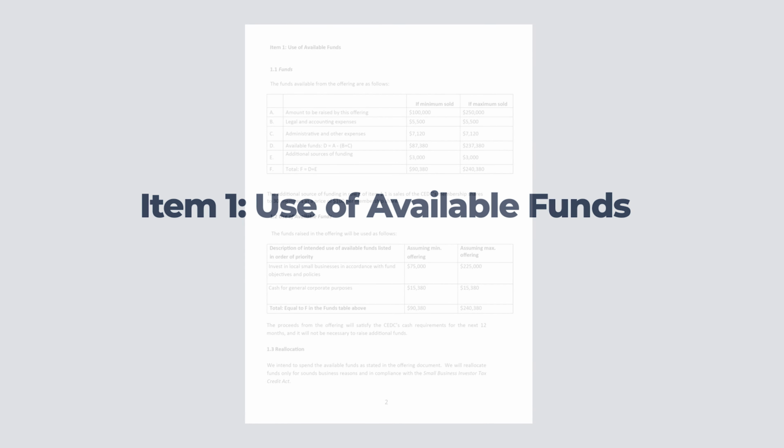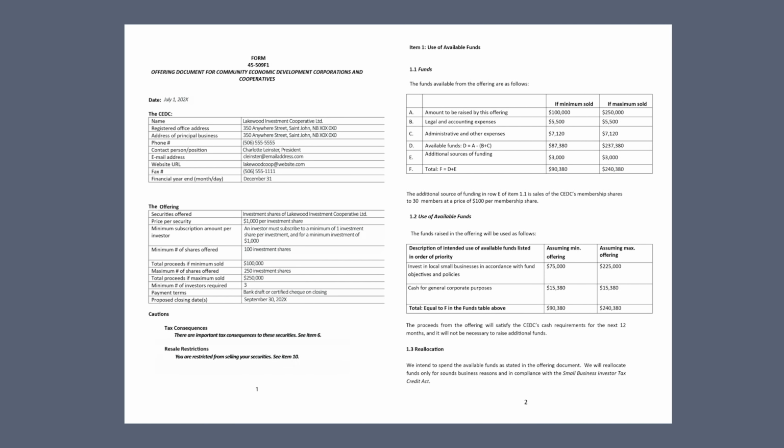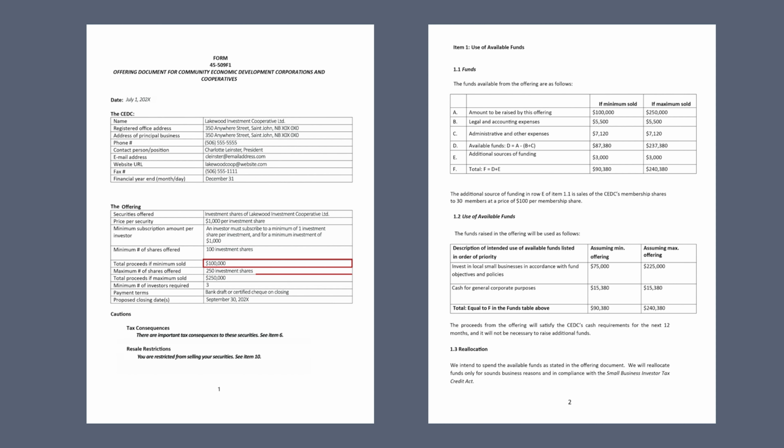After the cover page, the first section of an offering document must summarize the amount of money the CEDC is hoping to raise and what the money will be used for. The figures in tables 1.1 and 1.2 should be consistent between the tables and with other items of the offering document. For example, the minimum and maximum funds to be raised, as set out on your cover page, must be consistent with the minimums and maximums in these tables.